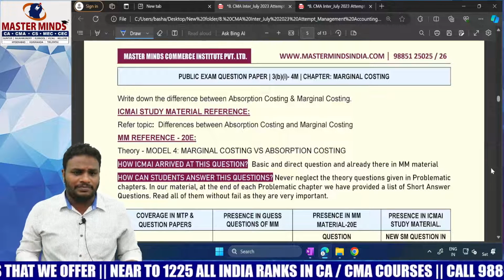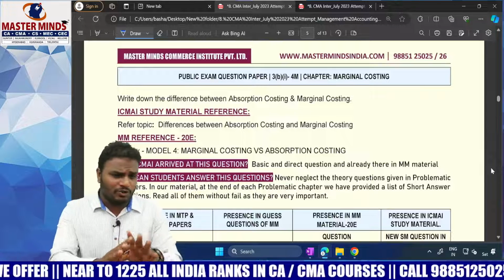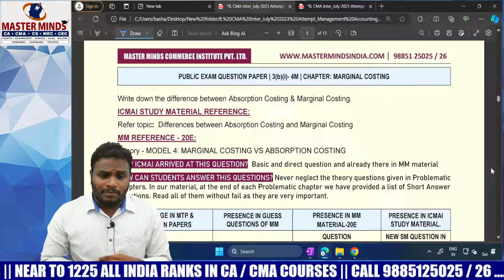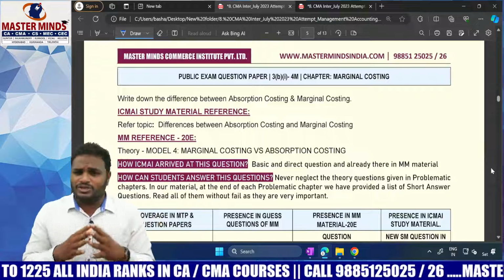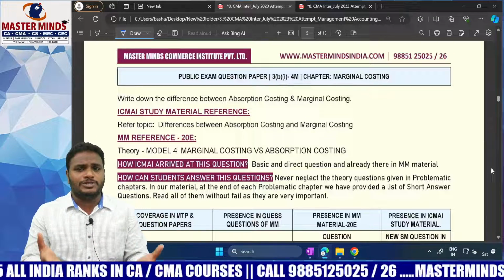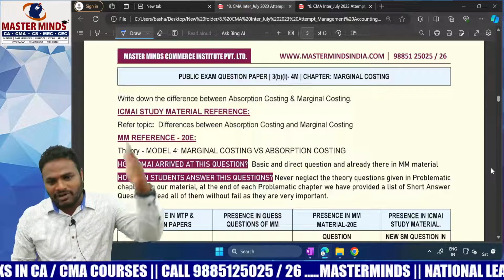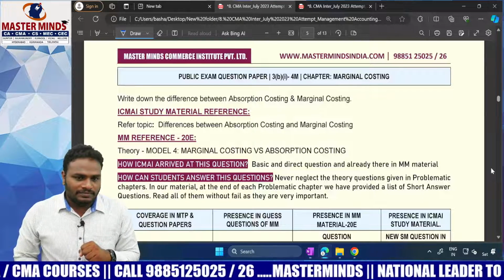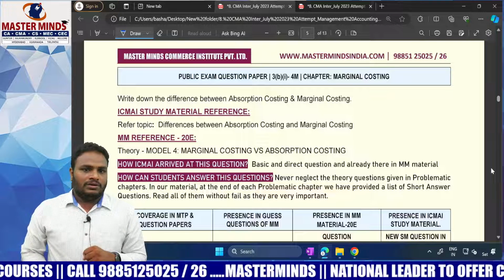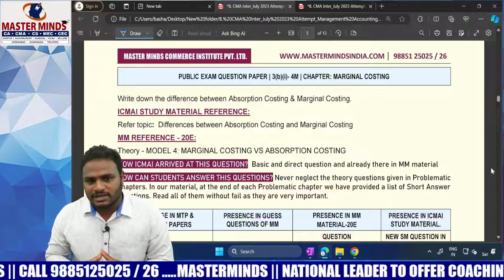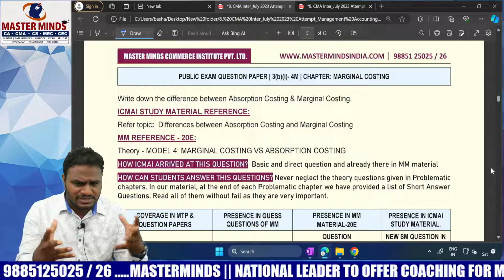Next, 3B. This is also a very basic question in theory. From my childhood onwards, I am listening to this question. Difference between absorption costing and marginal costing. This question is also covered in Group 1. Yes or no? Absorption costing versus marginal costing. Tell me one basic difference.